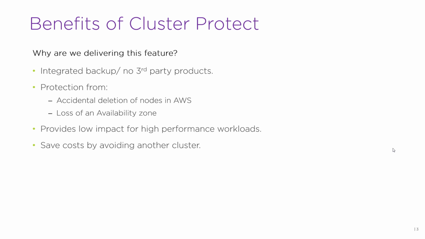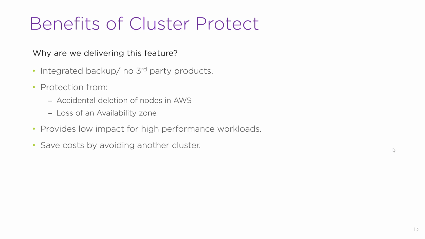Other great benefits of Cluster Protect: you have a single throat to choke, meaning your first line of support is going to come from Nutanix. Nutanix has a great net promoter score, meaning we're delivering some of the best support in the business. Along with protecting yourself from accidental deletion of nodes in AWS and maybe an availability zone goes down, there's other ways that your coworkers may hamper you and your running workload. So this just gives you another safety valve.